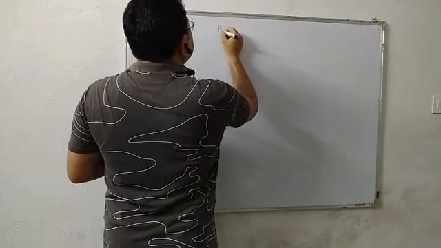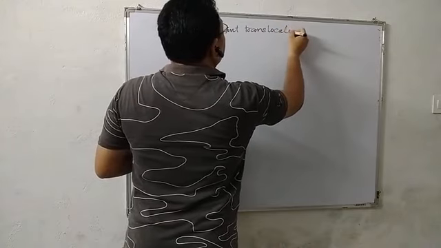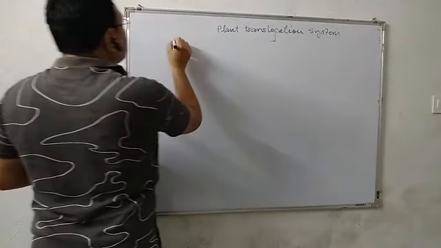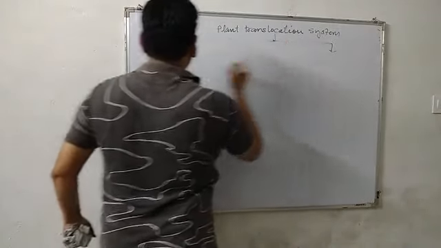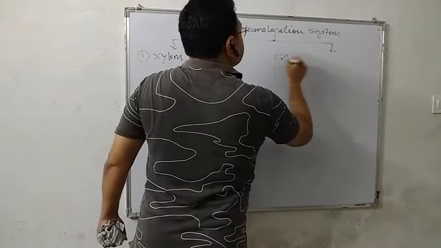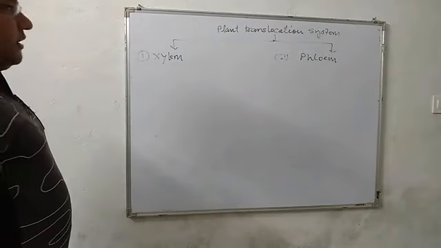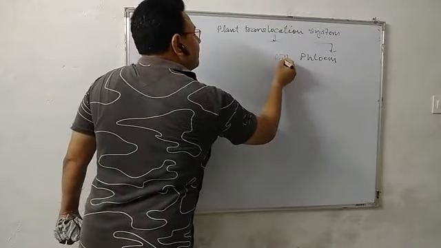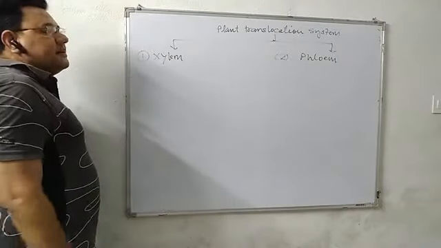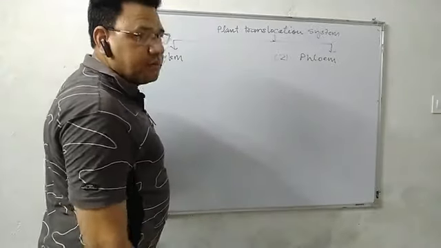So, the plant translocation system consists of two main parts. Number one is xylem. Number two is phloem. Okay, they are present in the stem. They are present in the stem as well as in the leaves, and in some cases, like dicot roots, they are also present in roots.